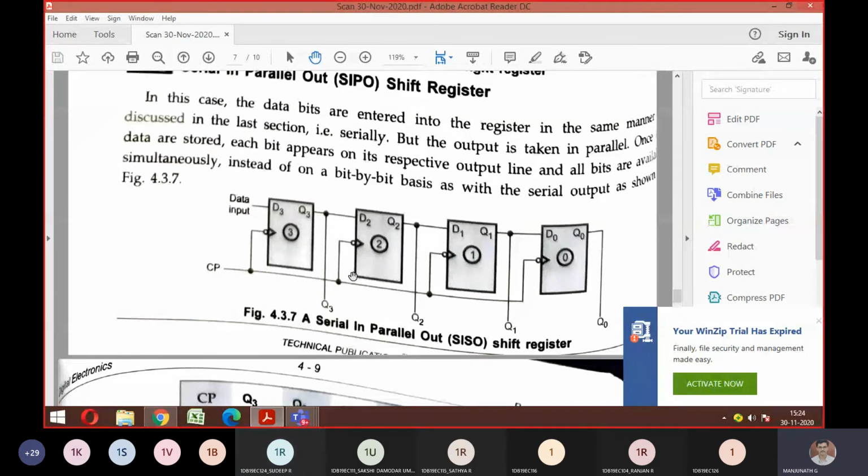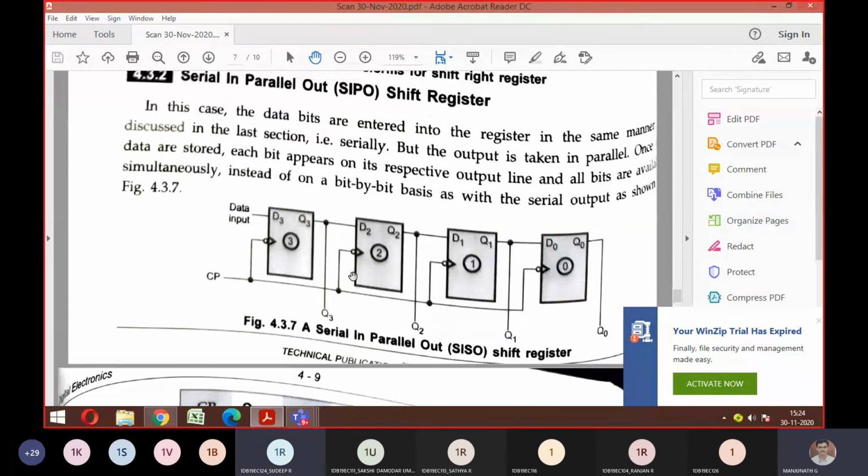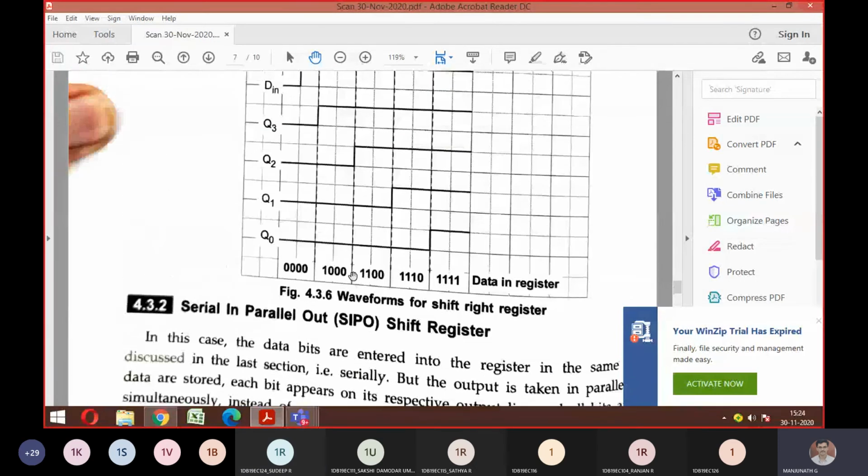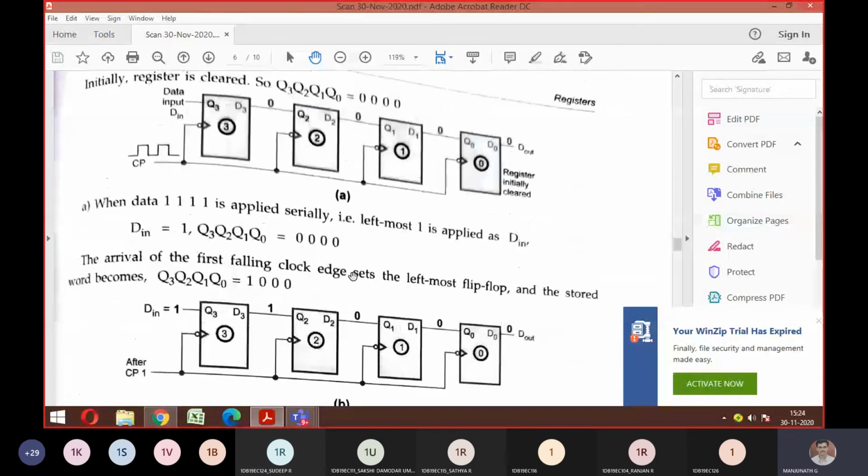Next output. Q3 is 1 and Q2 is 0. Okay, next. Q3 0, Q2 1. Q1 0. Others, are you understanding what we are discussing here? We are sending the input serially, but we are taking the output parallelly. I hope at the beginning I showed on the diagram how to consider the parallel output.